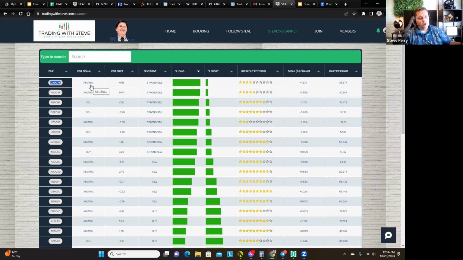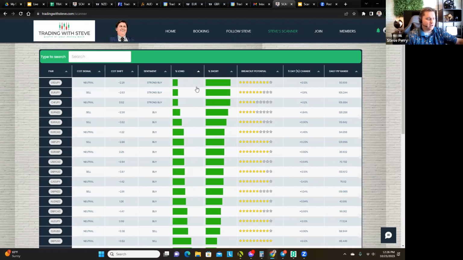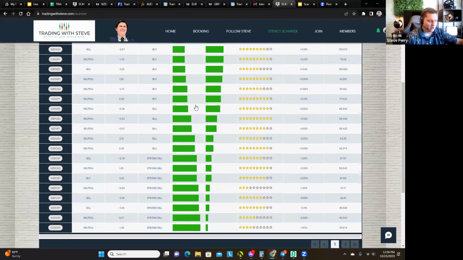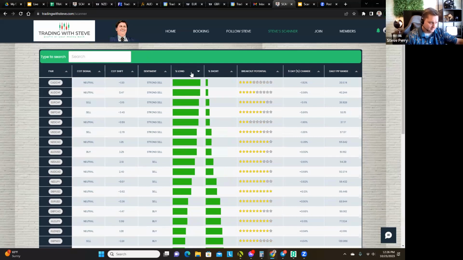But trading, nothing's 100%. This is just to help you make a more informed decision as to which direction you want to go. So okay, that brings you to these columns right here. You can categorize both the long side and the short side, and kind of give an idea of which direction the market's going, or what direction it's leaning towards.